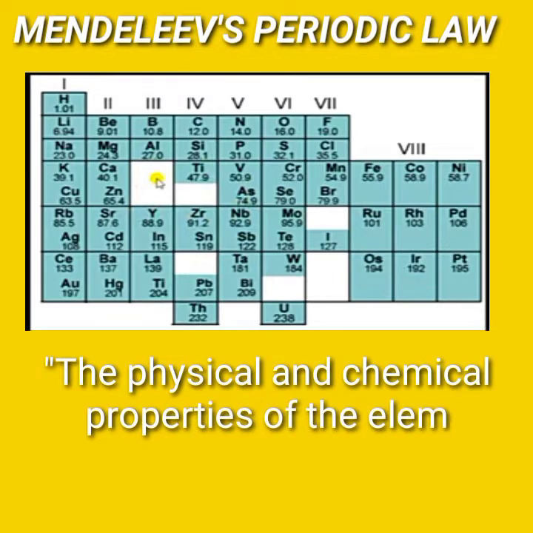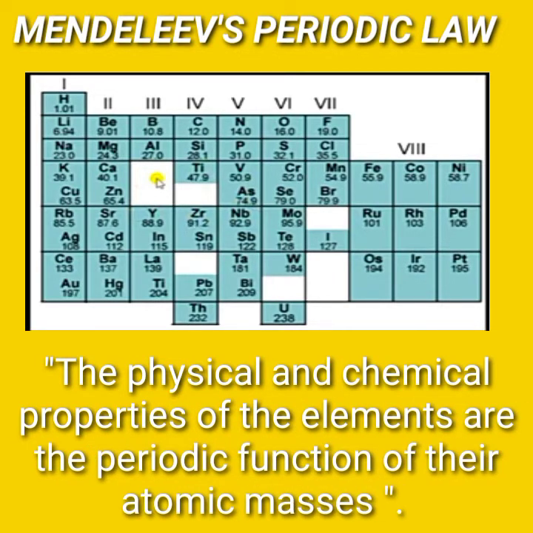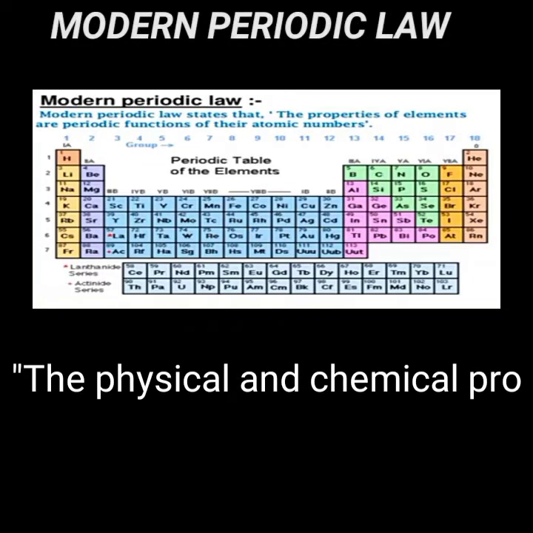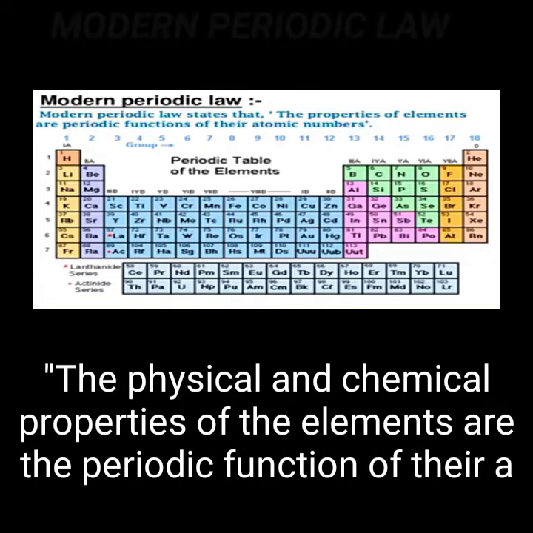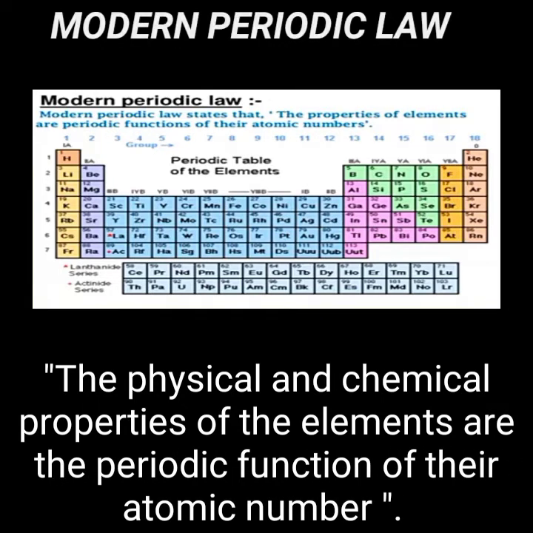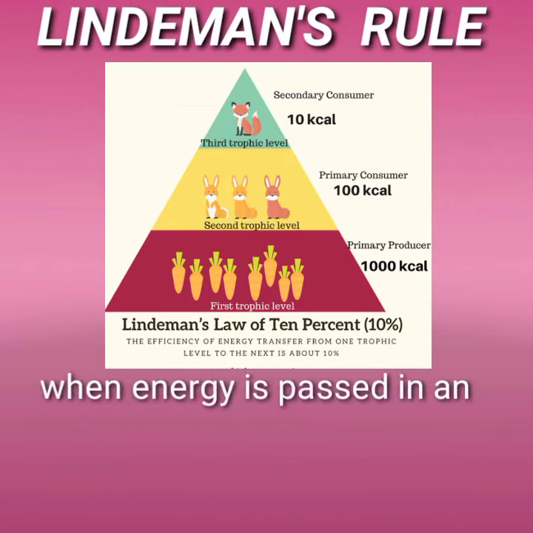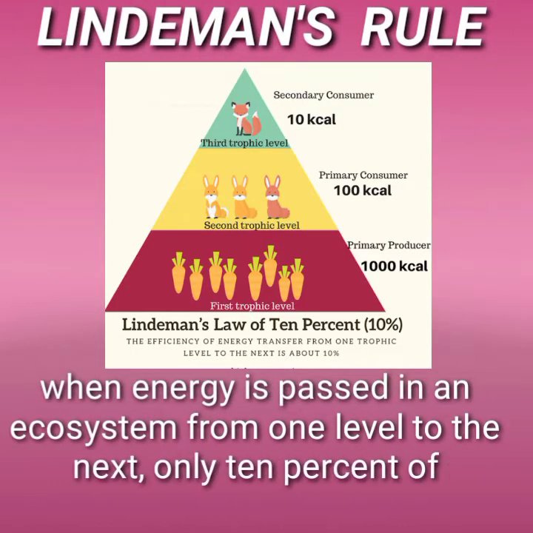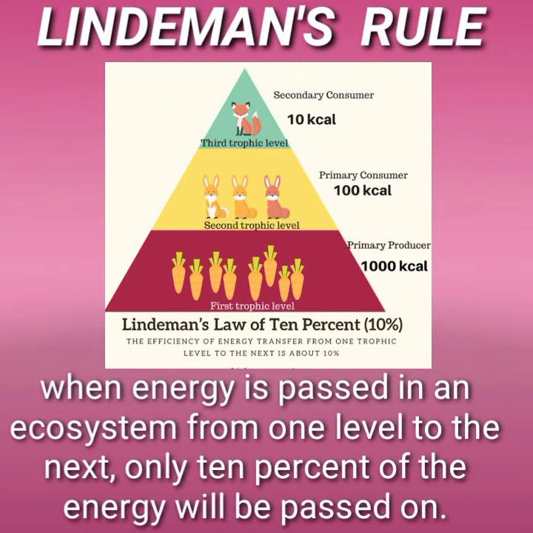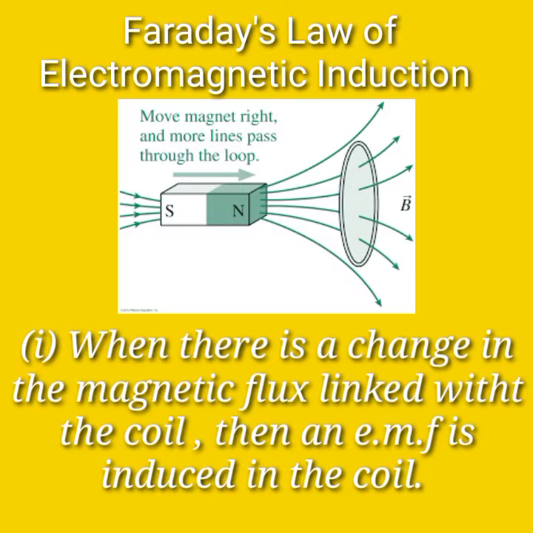The next law is Mendeleev's periodic law. The physical and chemical properties of the elements are the periodic function of their atomic masses. Modern periodic law: the physical and chemical properties of the elements are the periodic function of their atomic number. The next rule is Lindemann's rule. When energy is passed in an ecosystem from one level to the next, only 10% of the energy will be passed on. And the next law is Faraday's law of electromagnetic induction.